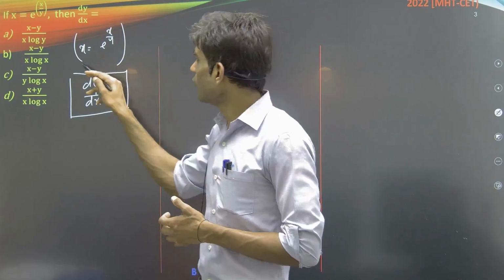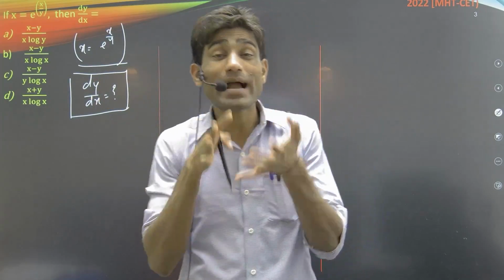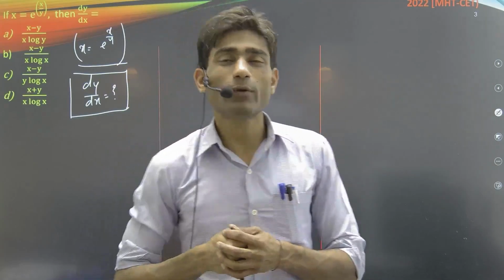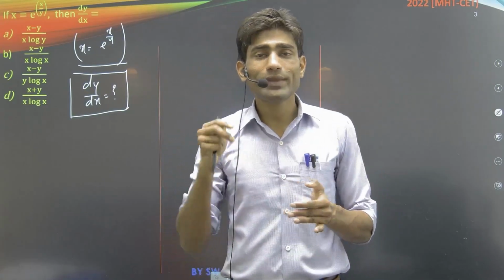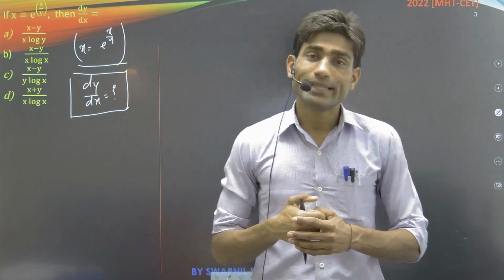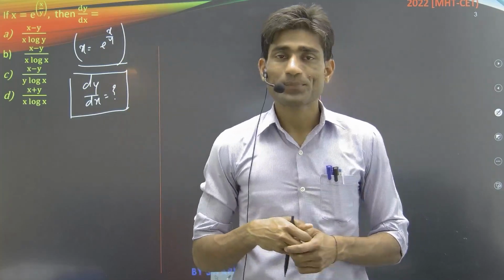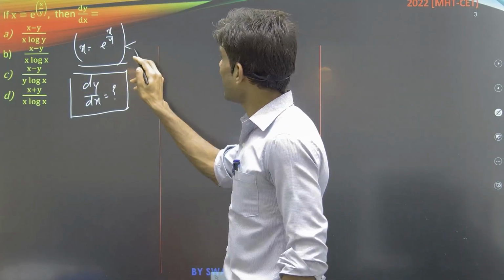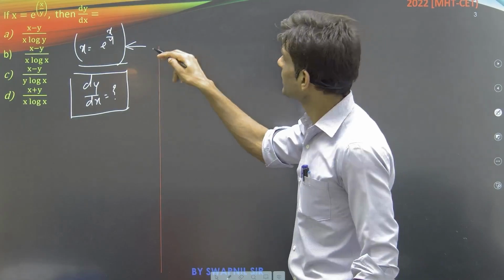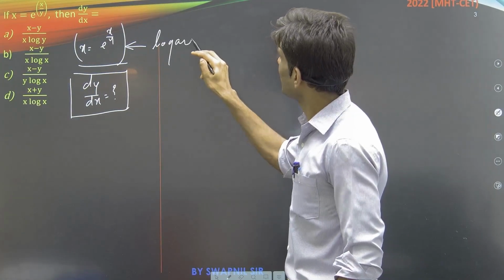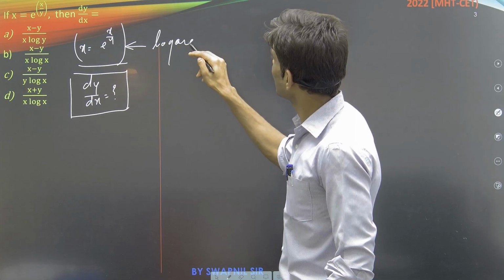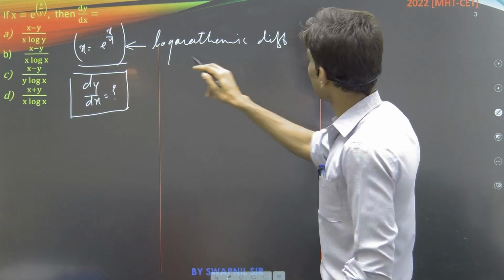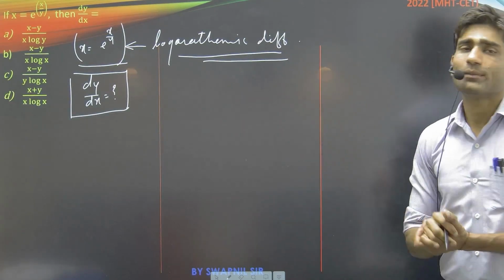And when we have function to the power function, we always apply logarithmic differentiation. So what is logarithmic differentiation? It says that when we have function to the power function, then we apply the exponent rule for finding the differentiation. Now apply logarithmic differentiation. We have to find the solution using logarithmic differentiation here.